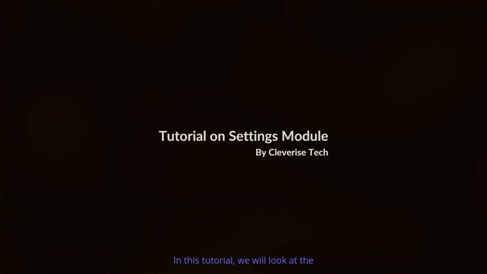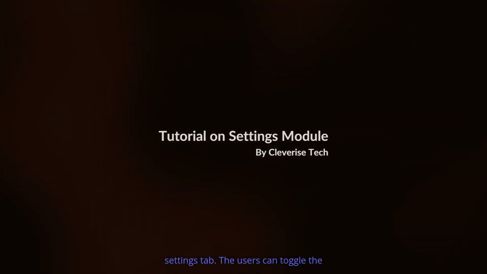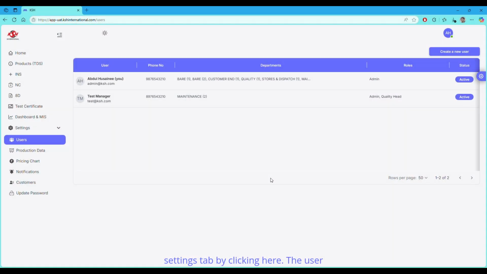In this tutorial, we will look at the settings tab. The users can toggle the settings tab by clicking here. The user will see all the related modules. Let's begin by exploring the users module.